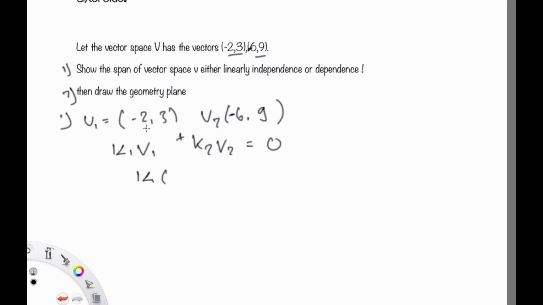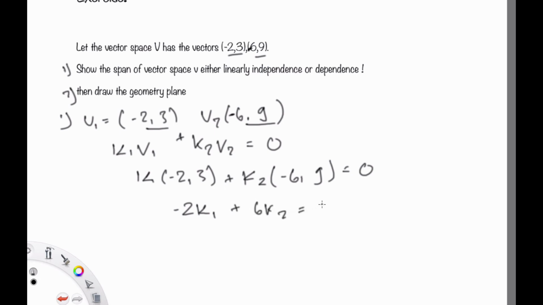We can write k1 and input this into the equation: k1 times (-2, 3) plus k2 times (-6, 9) equal to 0. So we will get the equations like this: -2k1 plus 6k2 will be equal to 0, then 3k1 plus 9k2 will be 0. Sorry, it is a mistake, it has to be the minus.